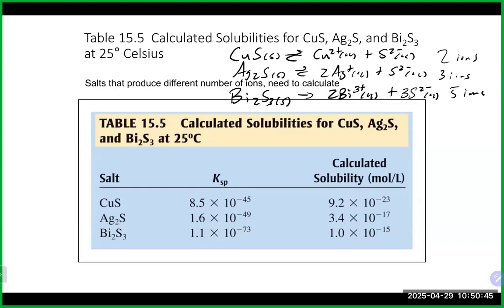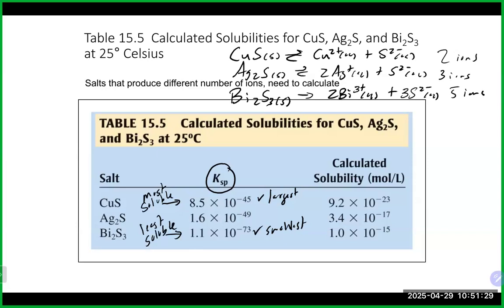Because these guys break apart into different numbers of ions, you actually cannot use the KSP values to correctly compare solubility, because truthfully, the math is much different in each of these, because some are square, some are cubed, and all that math. And just to illustrate that, if we did look up the KSP values for these three, what we would actually see is this guy here has the largest KSP value, and this guy here has the smallest. And what you would predict based off of KSP is that this guy should be the most soluble, and this guy should be the least soluble if you use the KSP to do that.